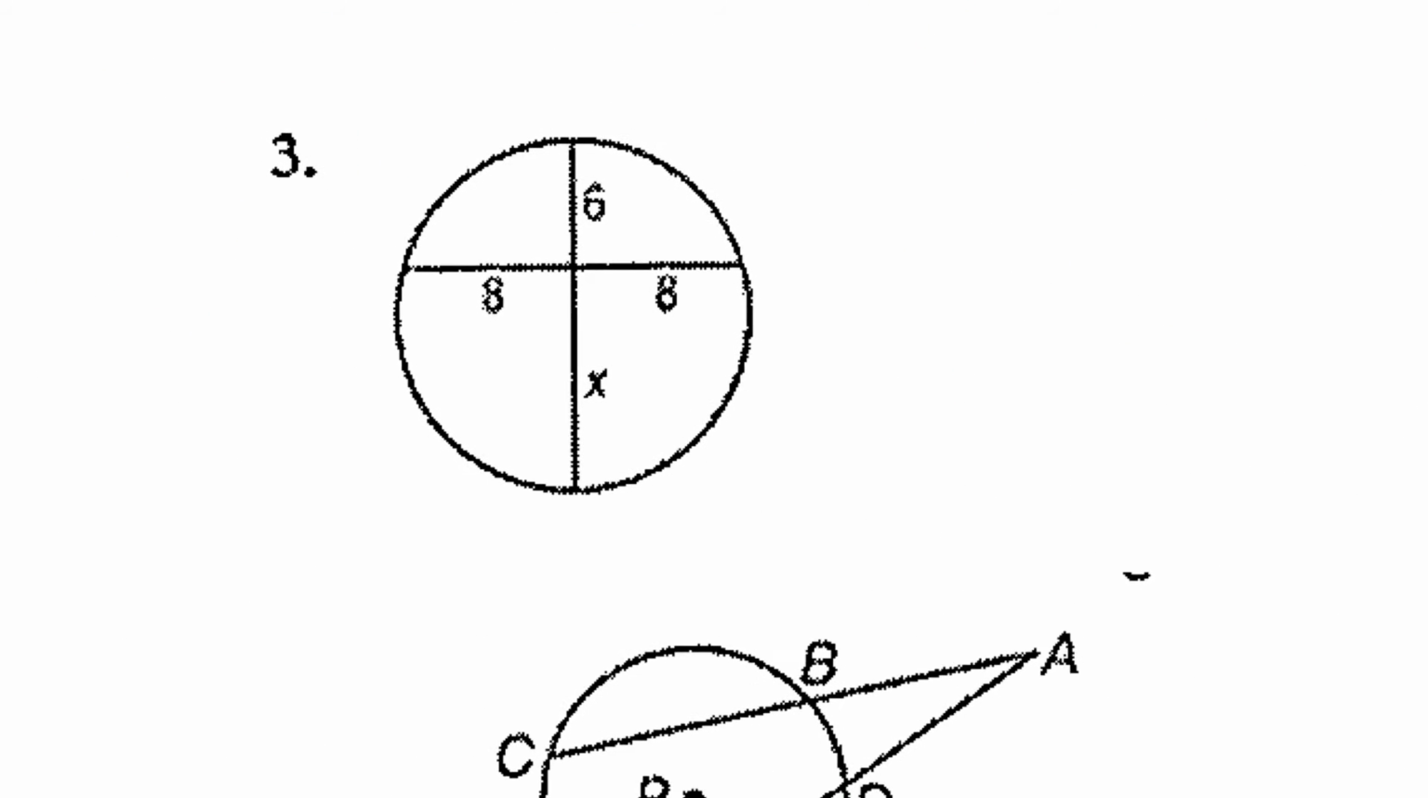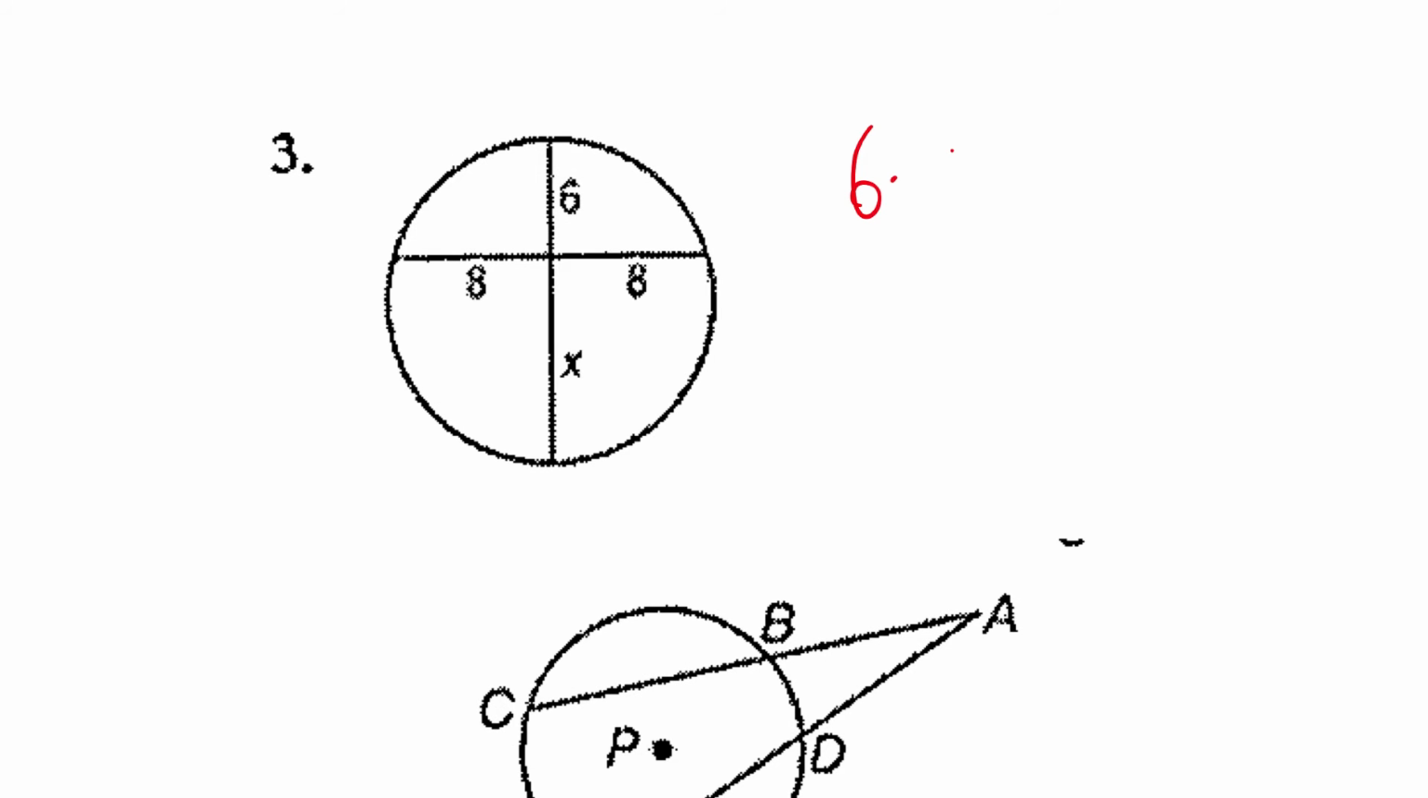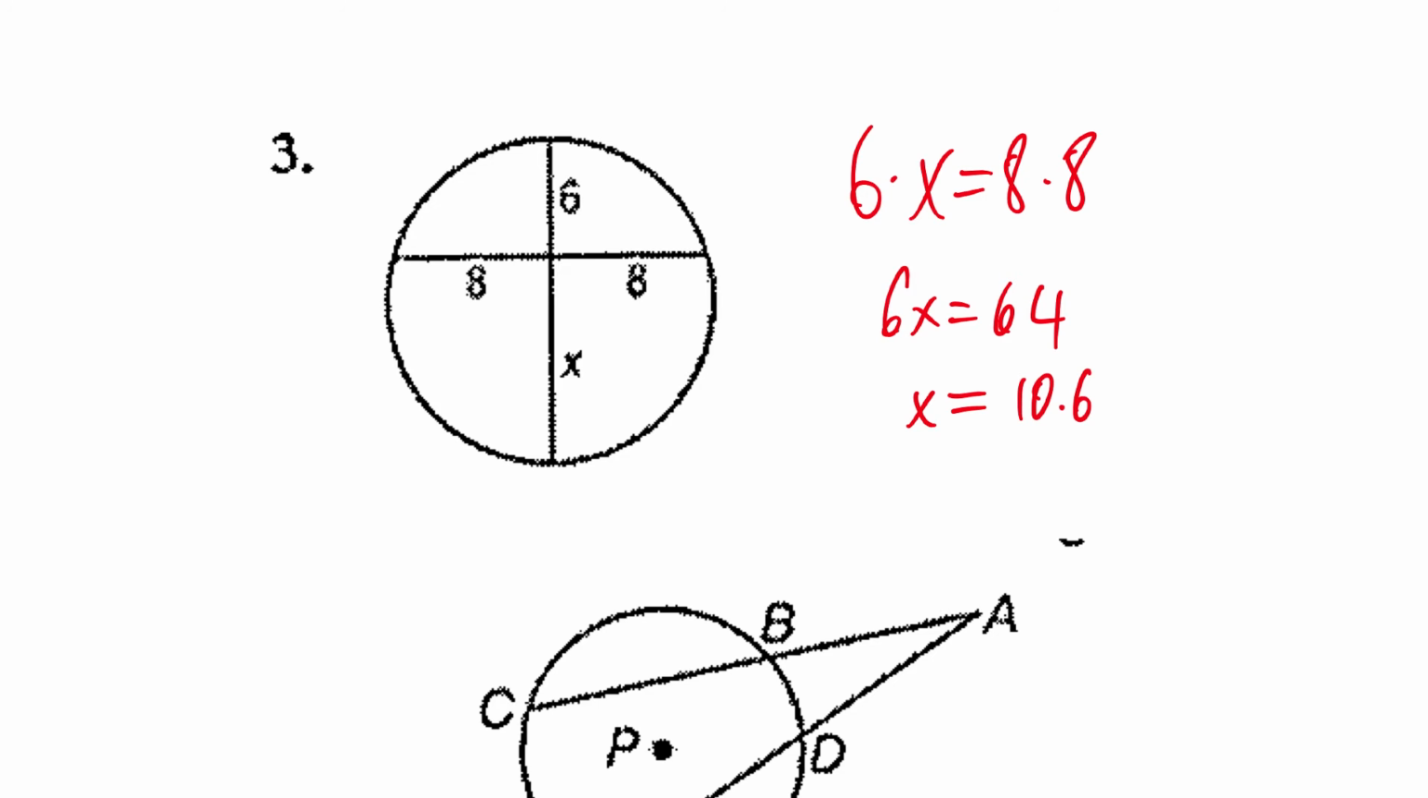All right, on this one, 6 times x equals 8 times 8. 6x equals 64. Divide by 6. That's 10 and 4/6, 10 and 2/3, 10.67.